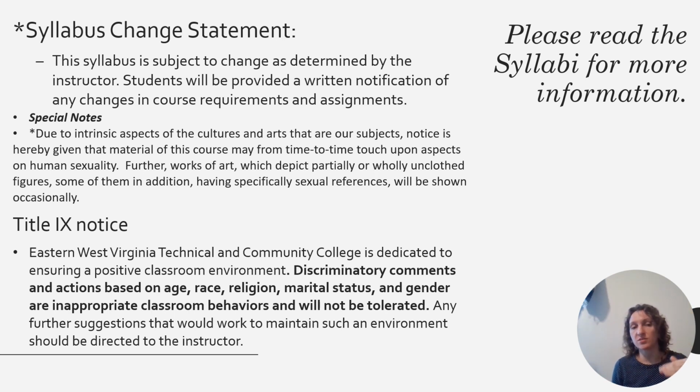You're seeing this in an academic context, right? So this goes down the list to the Title IX notice. Discriminatory comments based on age, race, religion, sexual orientation, any of that kind of stuff is not going to be tolerated. It's not going to be tolerated by me, it's not going to be tolerated by your peers, and it's certainly not going to be tolerated by Eastern West Virginia. So keep in mind that you will be seeing difficult things sometimes, and talking about difficult things a little bit in this course, but we're all going to keep it adult, right?